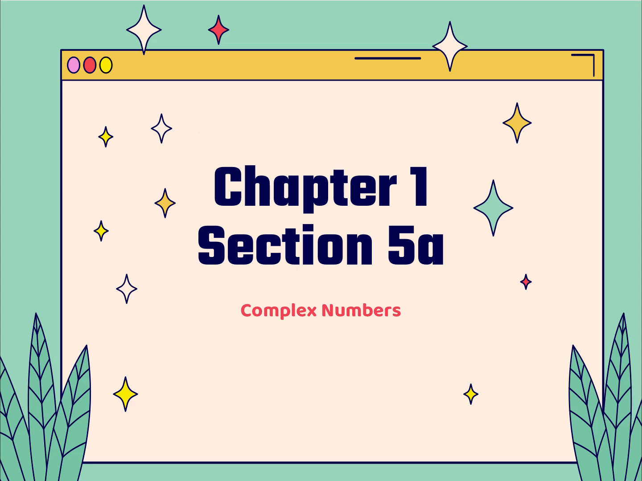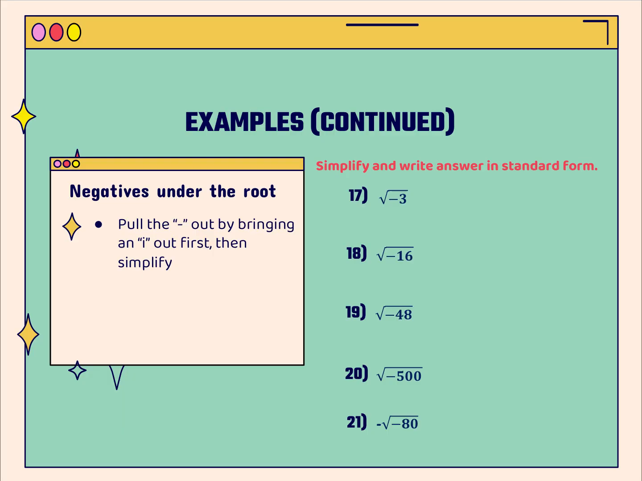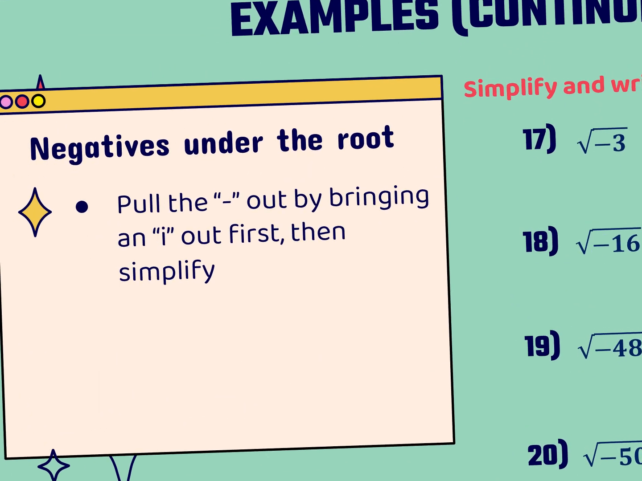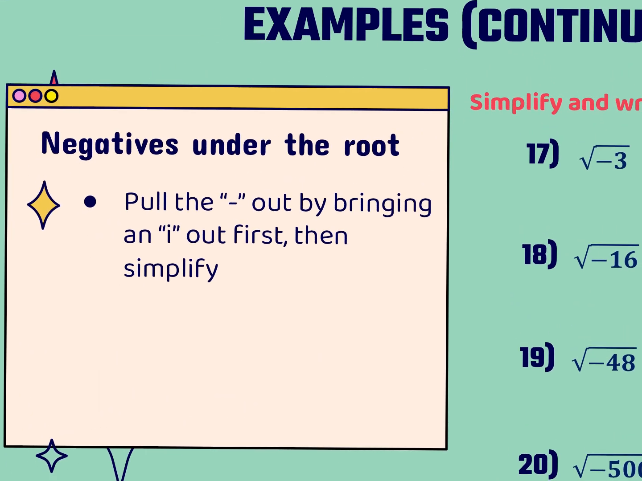Chapter 1, section 5A. We're going to do part 2. So we're going to start on verse 17. I cannot impress upon you enough, guys, that you pay attention to this right here. Pull the negative out by bringing an i first, then simplify. The only difference between what we're doing today and what we did in the second week of school with simplifying radicals is pulling the negative out.